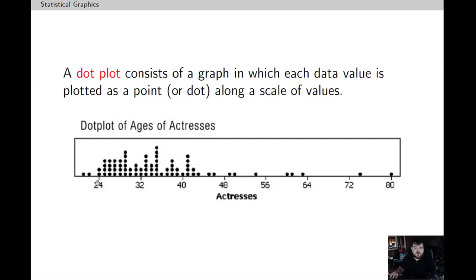So there were two 24s, there were 4 25s, and then 26 there's 4 of them. So all the way up to 32 there were 2 people. There was 32. So you can actually get back your entire data set with a dot plot.